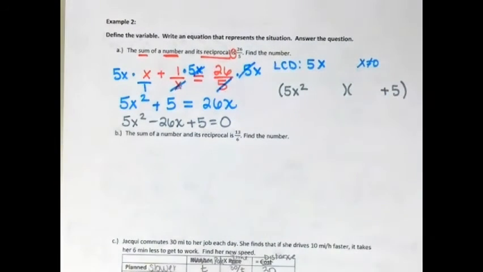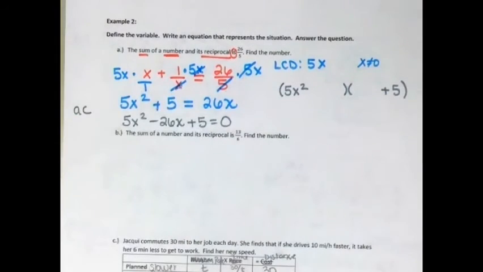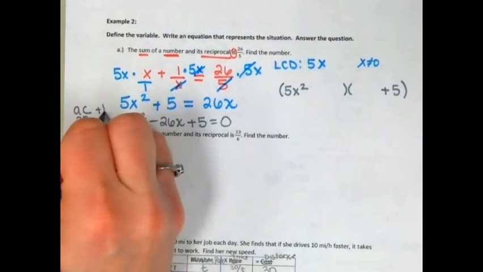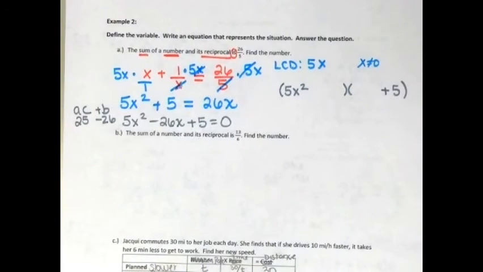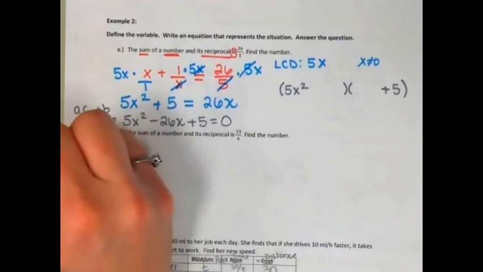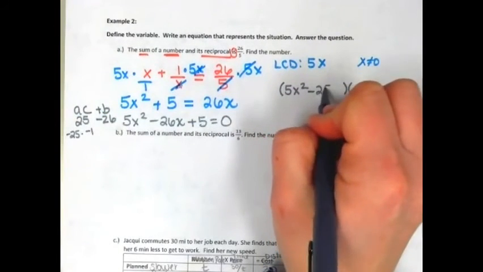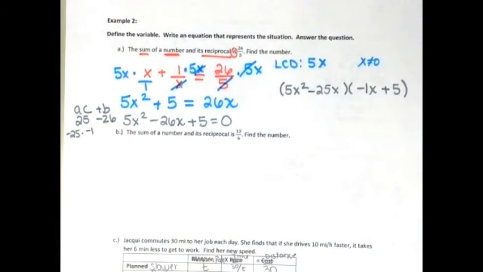Okay. Now, what's my a times c in this problem? 25. And we're adding to be what? Negative 26. So what times what is 25 that adds to be negative 26? Negative 25 and a negative 1. So negative 25x and a negative 1x. You guys okay with that?